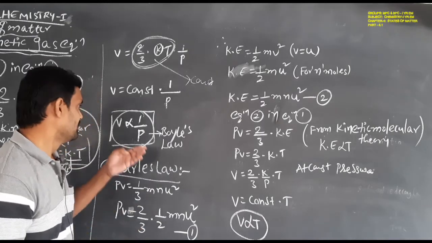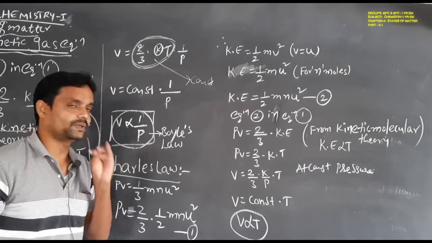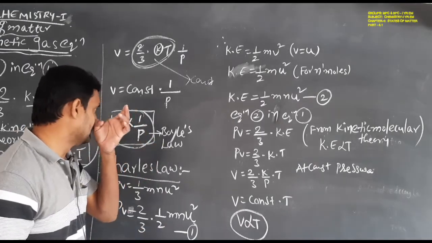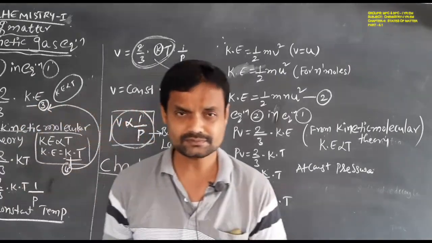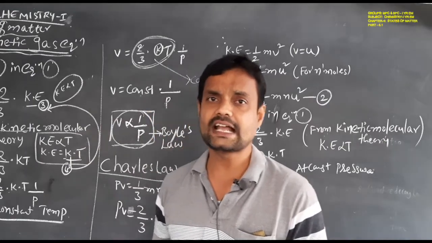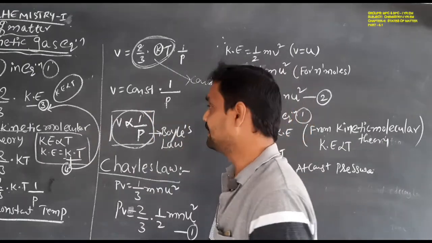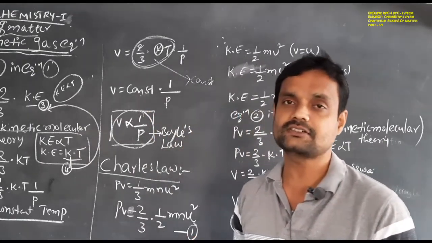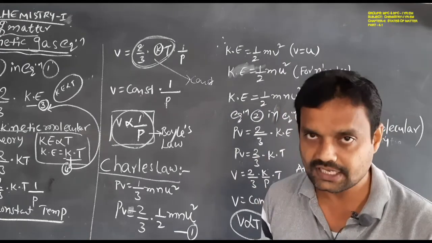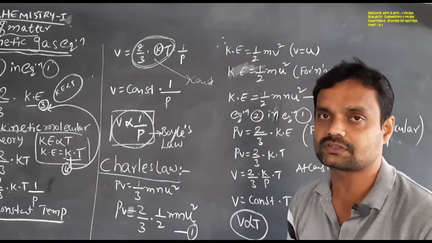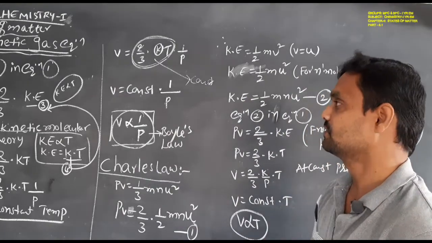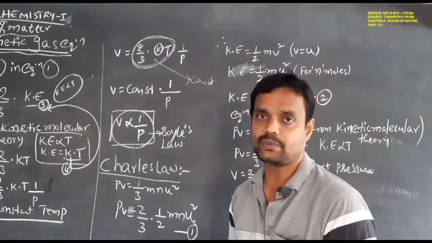Okay students, V is proportional to 1 by P. This is the Boyle's law. So this Boyle's law can be derived by using the kinetic gas equation. By using the kinetic gas equation, PV equals 1 by 3 mn u square, finally we can derive Boyle's law, that is V is proportional to 1 by P. So this is the simple derivation part.